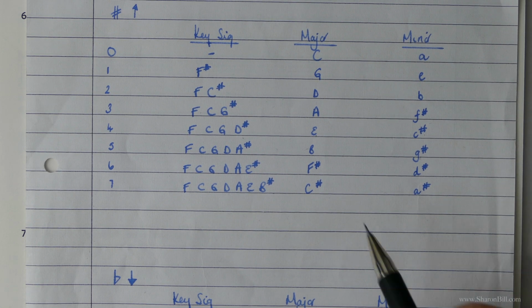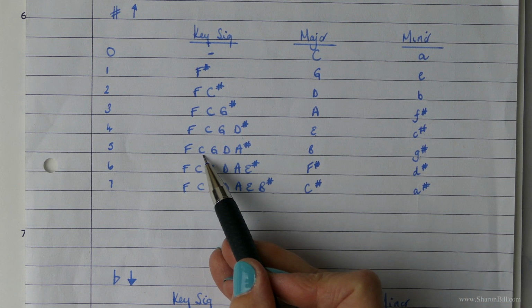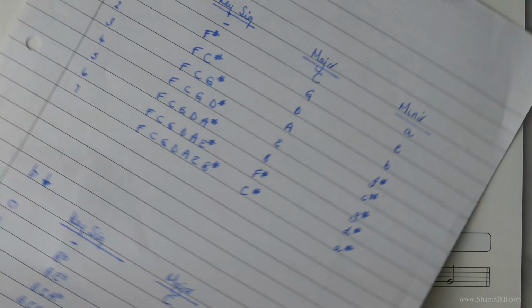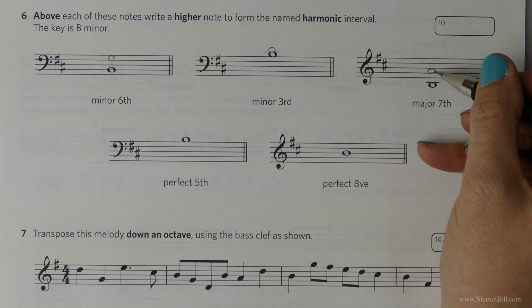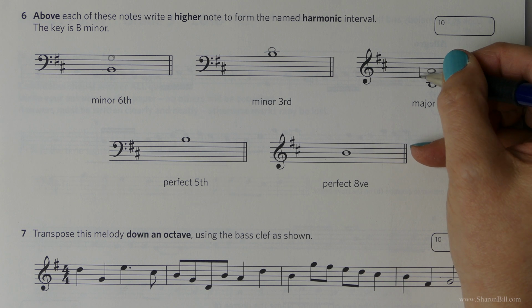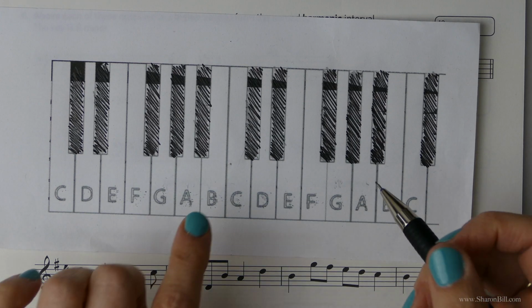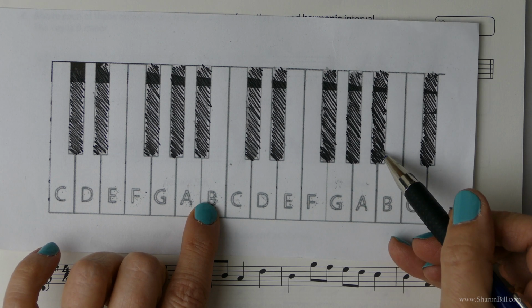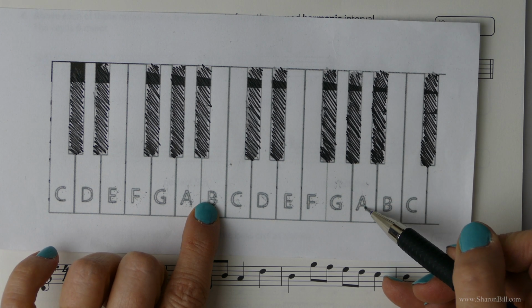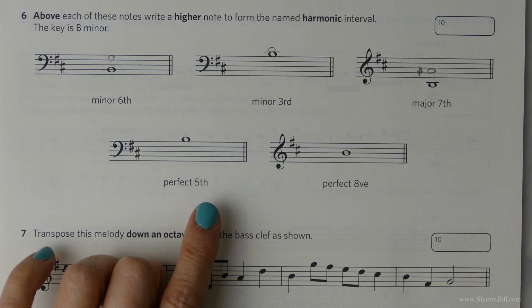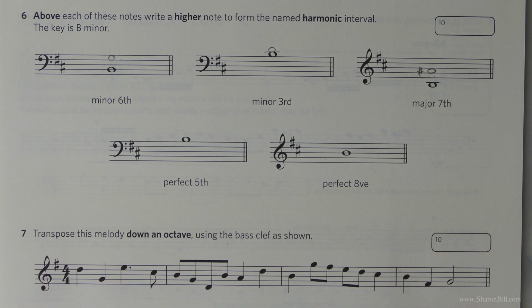And we can see that B major has a key signature of F, C, G, D, A sharps, and so this should be an A sharp to make that a major interval. And let's just look at that on the piano keyboard. B to A sharp is greater, B to A natural is lesser. That's part of the major scale pattern there.